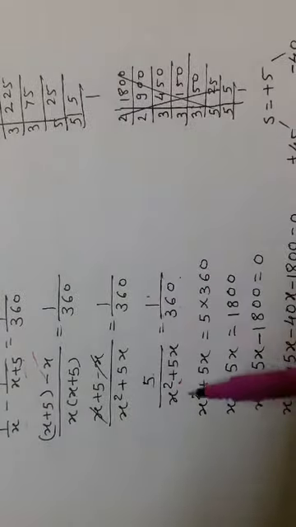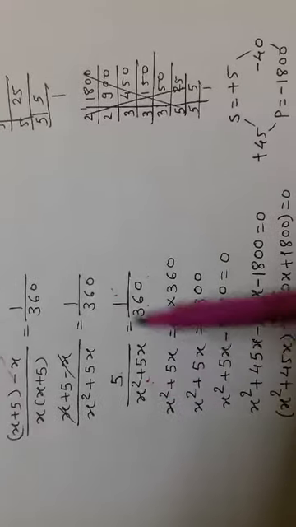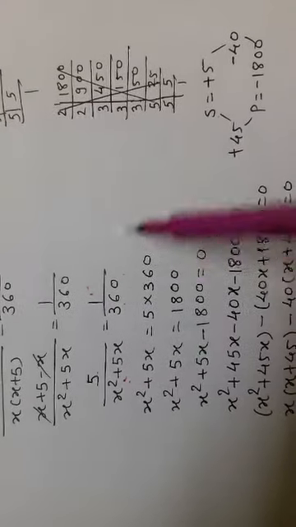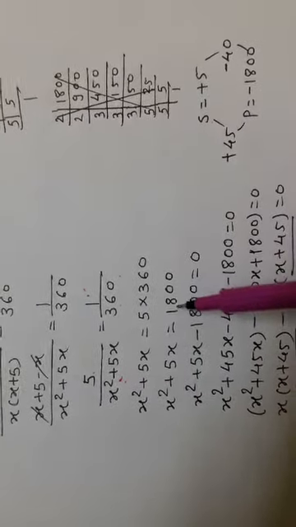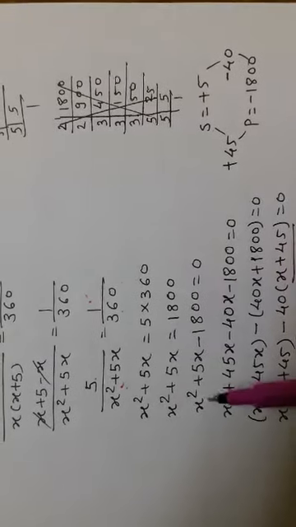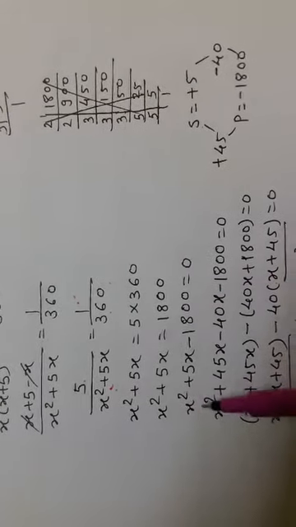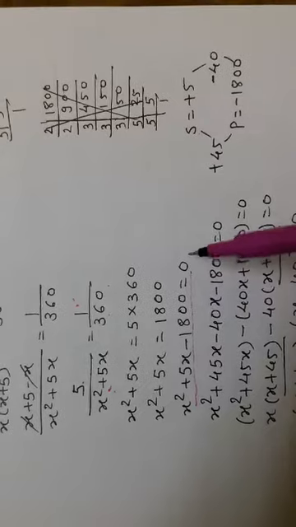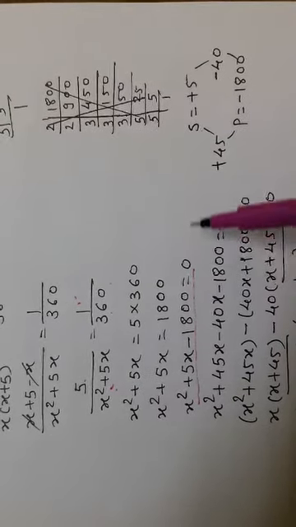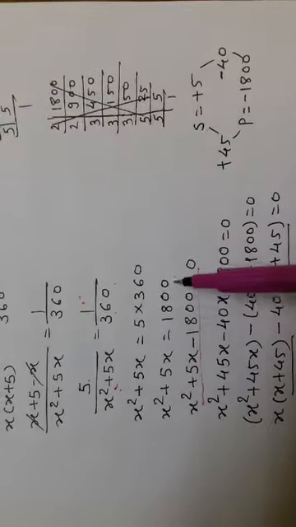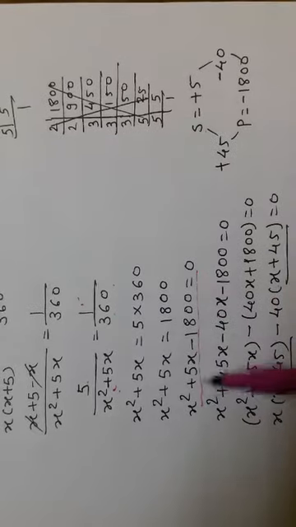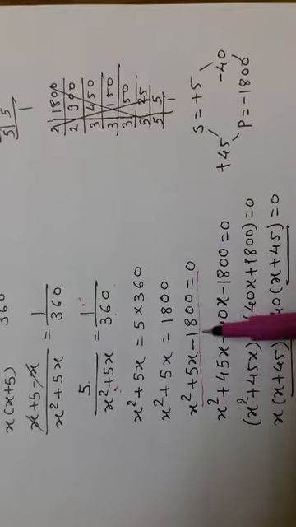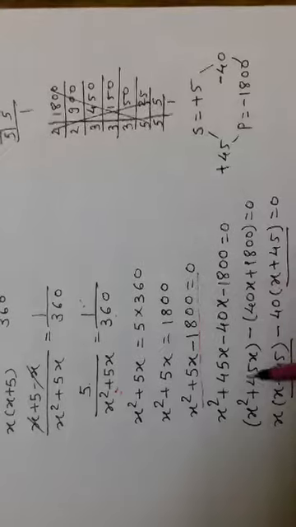Now again we do the cross multiplication: x square plus 5x into 1, and 5 into 360, which gives 1800. This is a quadratic equation, so we want the right hand side to be 0, so we shift 1800 to the left hand side. x square plus 5x minus 1800 is equal to 0.